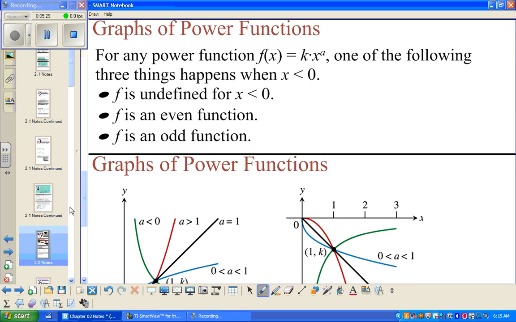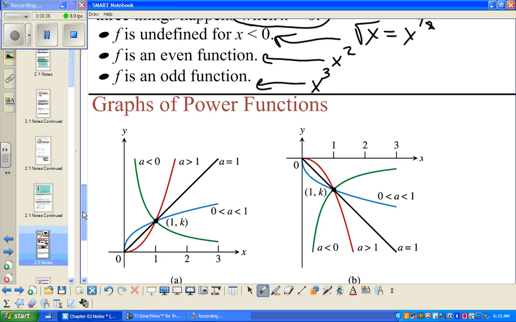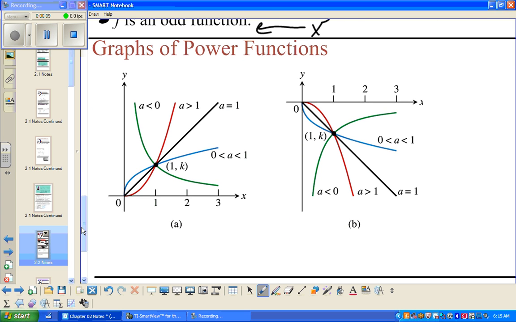All right, one of three things will happen with power functions when x is less than 0. Either the function will be undefined, like the square root of x or x to the 1/2, or the function will be an even function, like x squared, or the function will be an odd function, like x cubed.